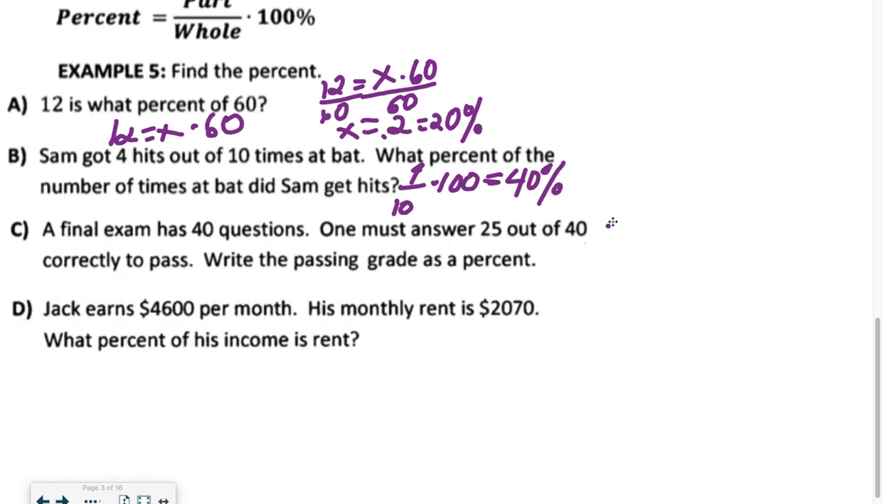Same thing here. So the part is 25, because he has to answer 25 out of 40 correct, times 100, and we get, now this I believe gives us a decimal, 62.5%.